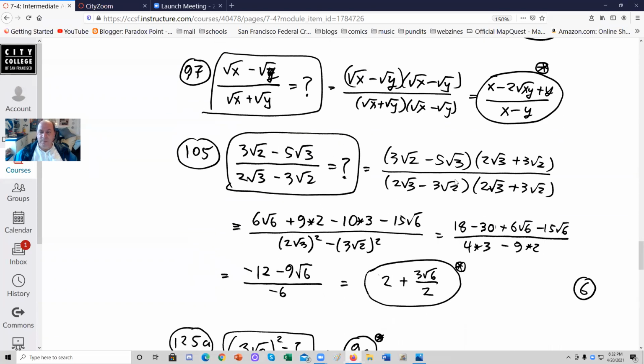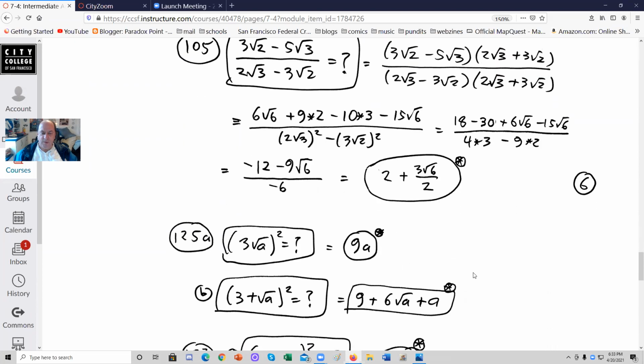Okay, so multiply above and below by the conjugate of the denominator, from minus to plus. This is the difference of squares, so that'll be 4 times 3 minus 9 times 2, or negative 6. Here we do a FOIL and combine terms. Minus 12 minus 9 root 6 over minus 6. Then cancel negatives. 12 over 6 is 2. 9 root 6 over 6 is 3 root 6 over 2.